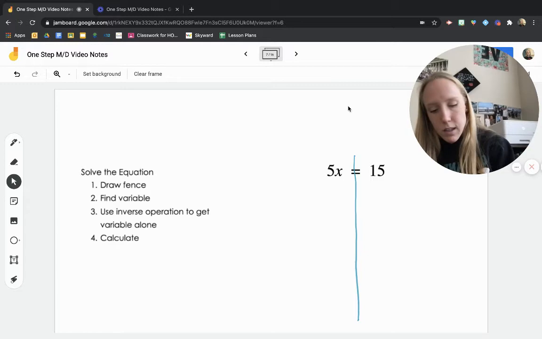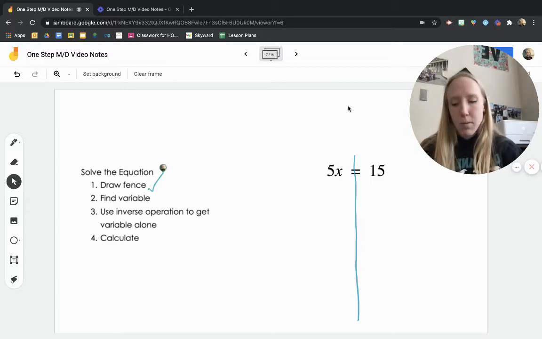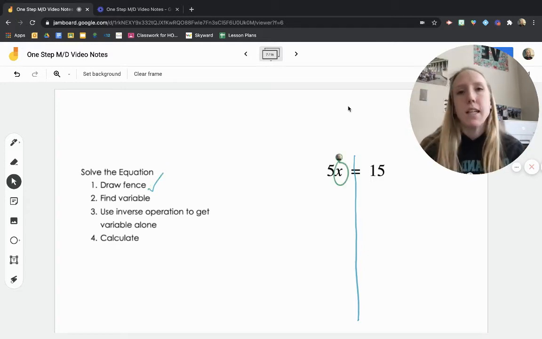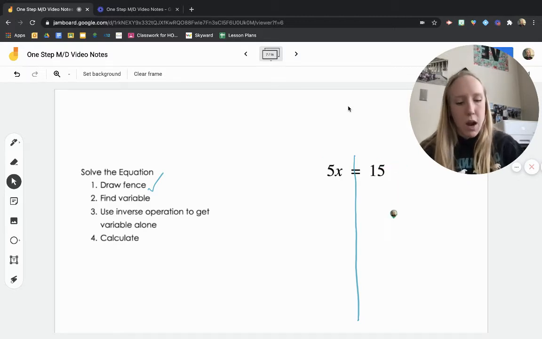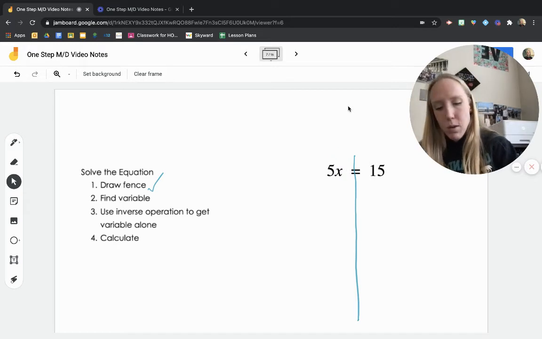So I drew my fence. Now I have to find the variable. The variable in this problem is x. I want to get x by itself on this side of the equation. I don't care what's going on over here. All I know is that I want x totally by itself. Okay, so I found the variable.